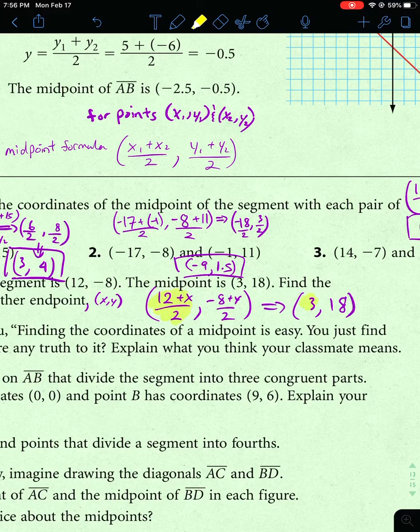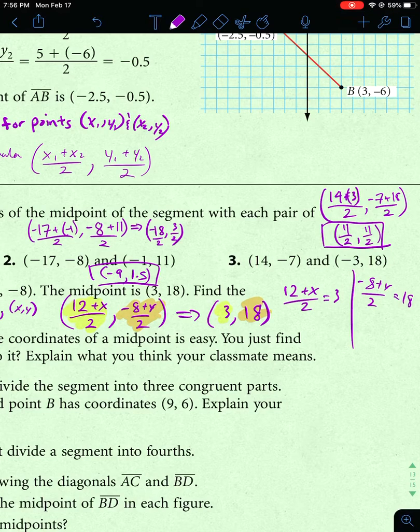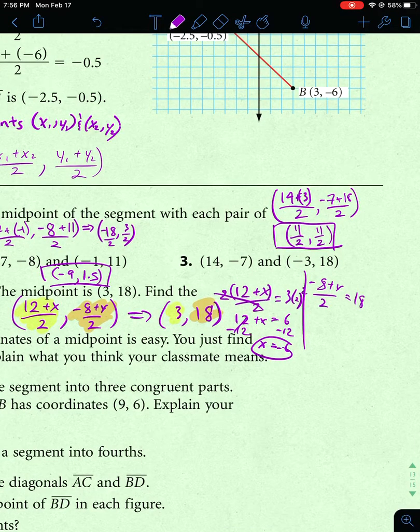So the x-coordinate has to equal 3 and the y-coordinate has to equal 18. So we can reason through this. 12 plus x over 2 must equal 3, and negative 8 plus y over 2 must equal 18. We can solve for the respective variables x and y, undo the dividing by multiplying on both sides by 2. 12 plus x equals 6, minus 12 minus 12. X has to equal negative 6, that's part of it. Over here, same thing, multiply by 2, multiply by 2. Negative 8 plus y equals 36. Add 8 to both sides. Y equals 44.